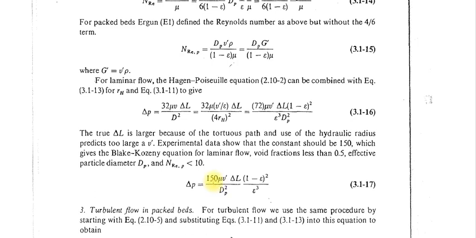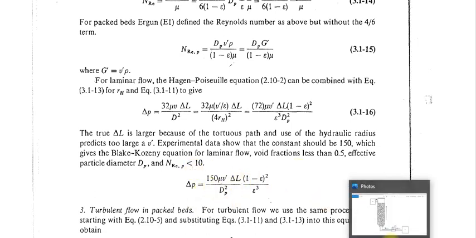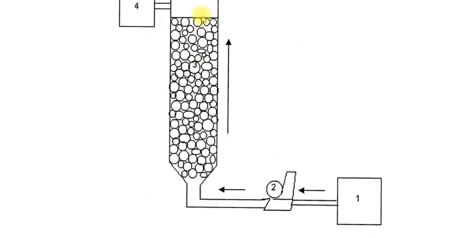So the formula is the same, we just replaced the 72 with 150. This is the correct formula, and it is called the Blake-Kozeny formula, and it is true when the Reynolds number is less than 10. Here delta L is basically the length of the column, the height of the packed bed, from here to here.